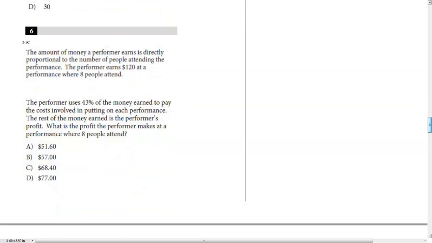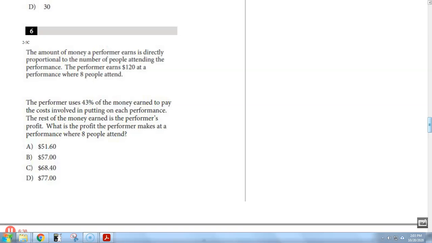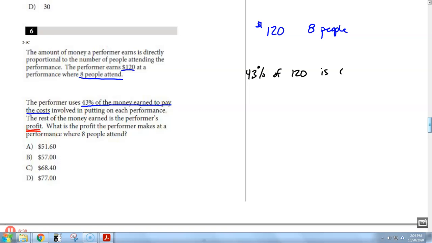Number 6, the amount of money a performer earns is proportional to the number of people attending. A performer earns $120 for 8 people. So right now we've earned $120 for 8 people. He uses 43% of the money to pay costs of putting it on, so that might be rent and marketing and everything else. The rest of the money is the profit. So if we're looking at percentages, 43% of the 120 is the cost to put it on, which means 57% of 120 is the profit.